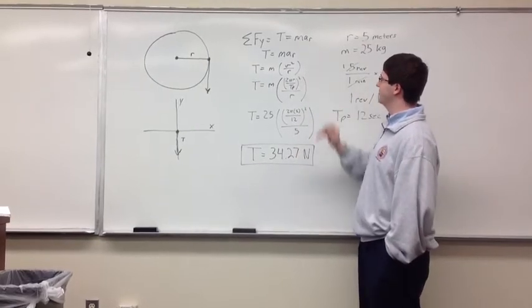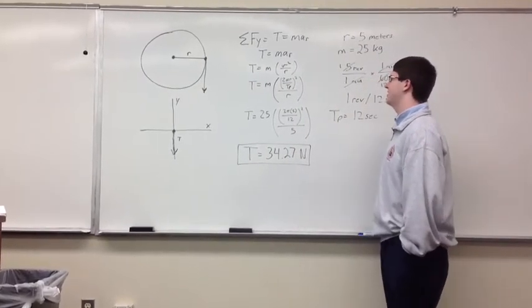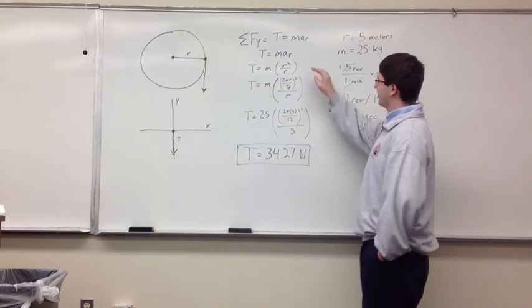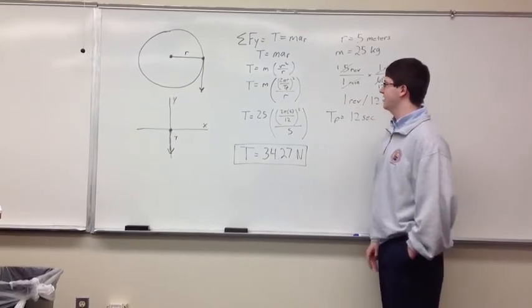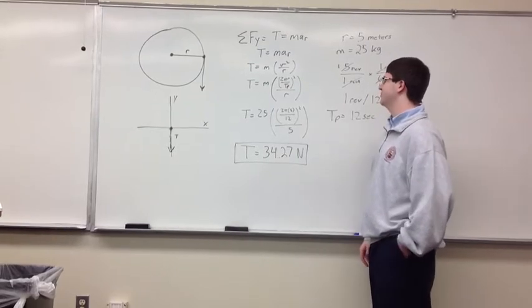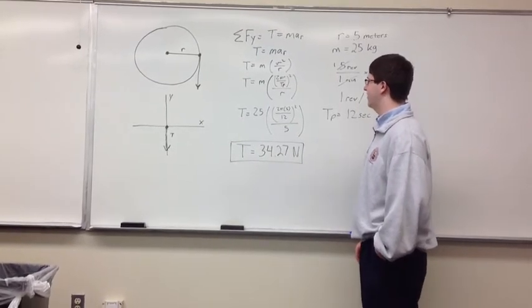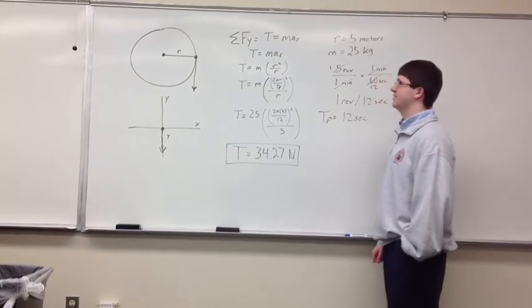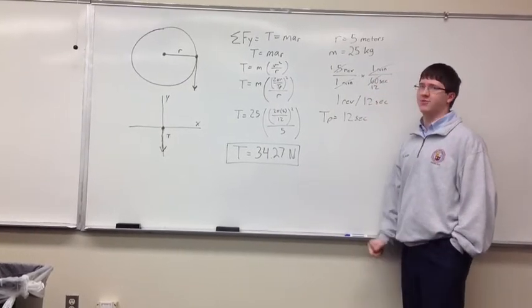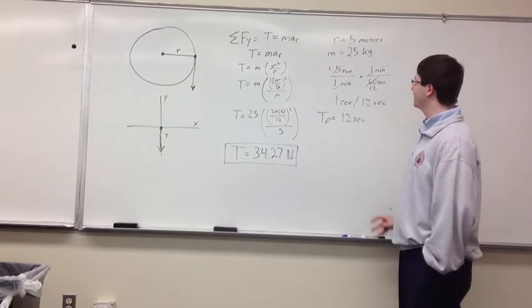The summation of forces would be the tension is equal to the mass times the radial acceleration. The radial acceleration is equal to the velocity squared divided by the radius. Velocity is equal to 2 pi times the radius divided by the period of the sled. The period of the sled is how long it takes for the sled to make one revolution.